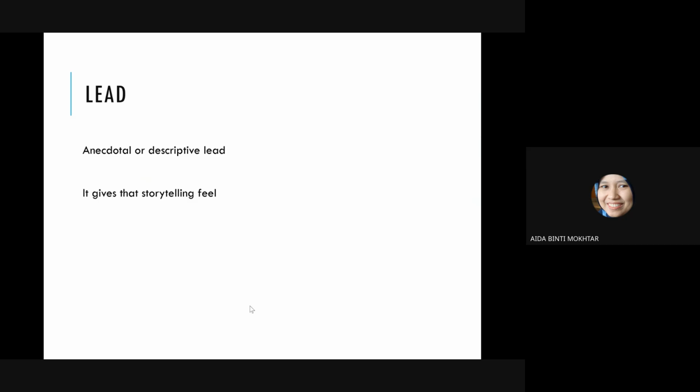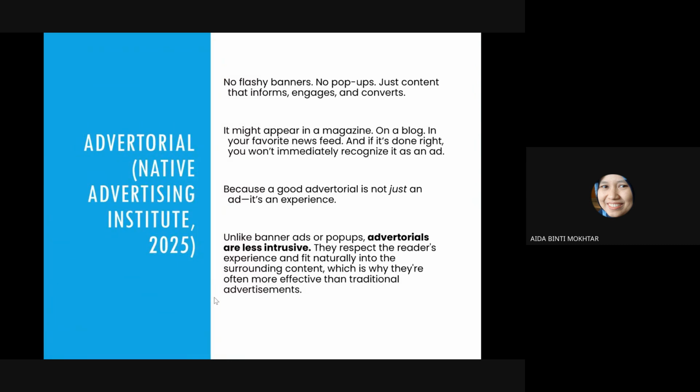Now, the lead for an advertorial is either an anecdotal or a descriptive lead, just like magazine articles for feature stories. It gives that storytelling feel. For advertorials, there are no flashy banners, no pop-ups, just content that informs, engages, and converts. It might appear in a magazine, on a blog, in your favorite newsfeed, and if it's done right, you won't immediately recognize it as an advertisement. Because a good advertorial is not just an advertisement, it's an experience.